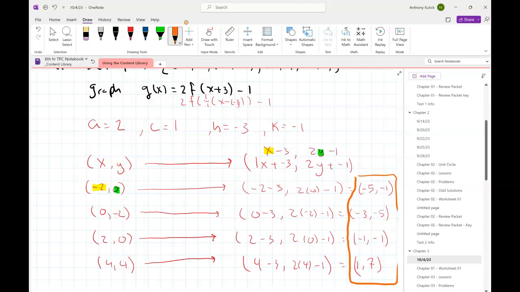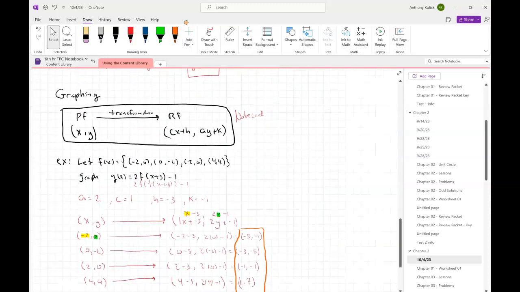Everybody feel okay? So again, what's the key here? Is that map. We're just going to tease out the values for A, C, H, and K, use those to write our map, and then we just plug our values from the parent function in to get our new values, and we'd like draw and connect them, right?